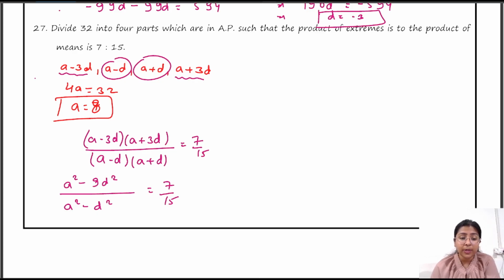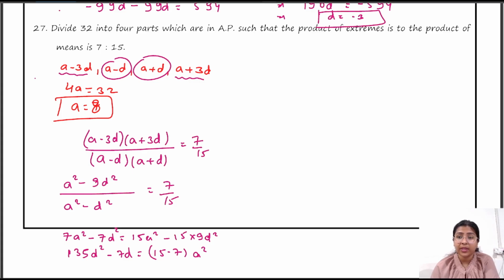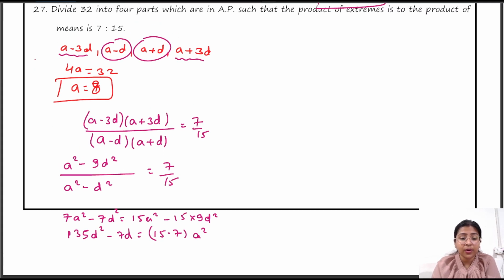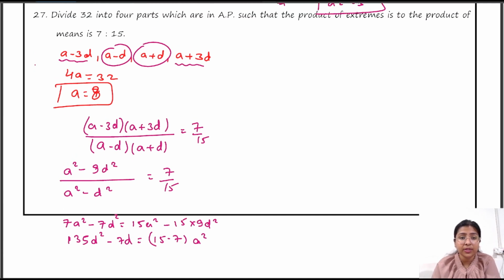Now do the cross multiplication, you will get 7A square minus 7D square is equal to 15A square minus 15 into 9 D square. Yes or no? Yes. Now simplify it more. So this will come to the RHS and you will have 135 D square minus 7D square is equal to 15 minus 7 A square. Yes or no? Yes. Now simplify this, put the value of A and tell me the result. Can you do this?